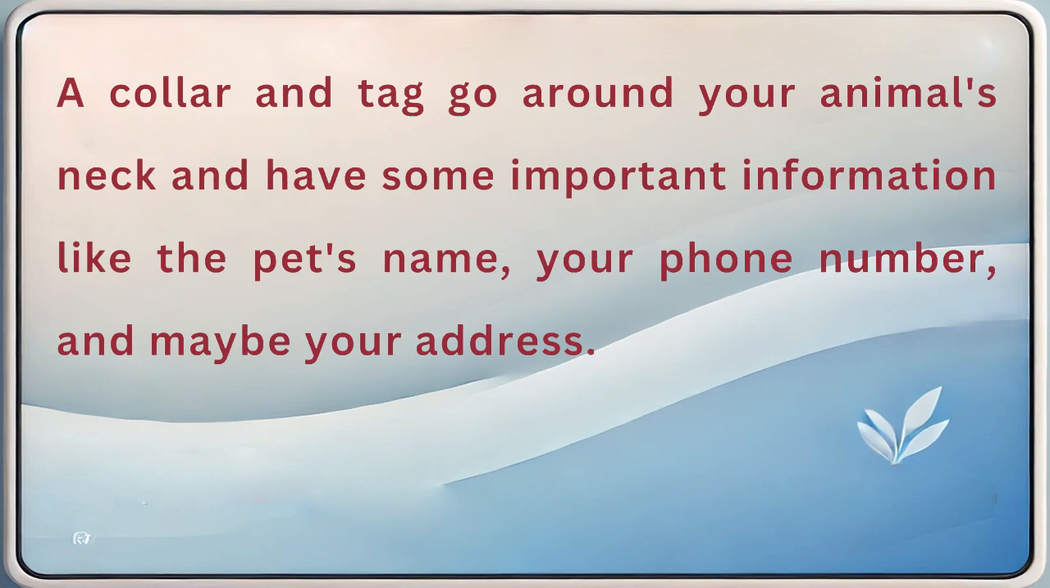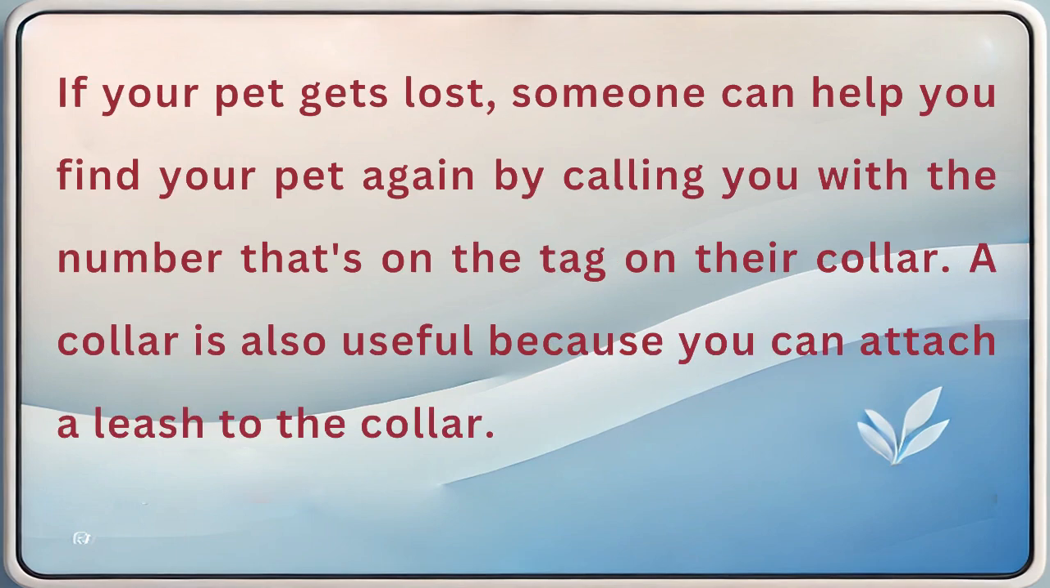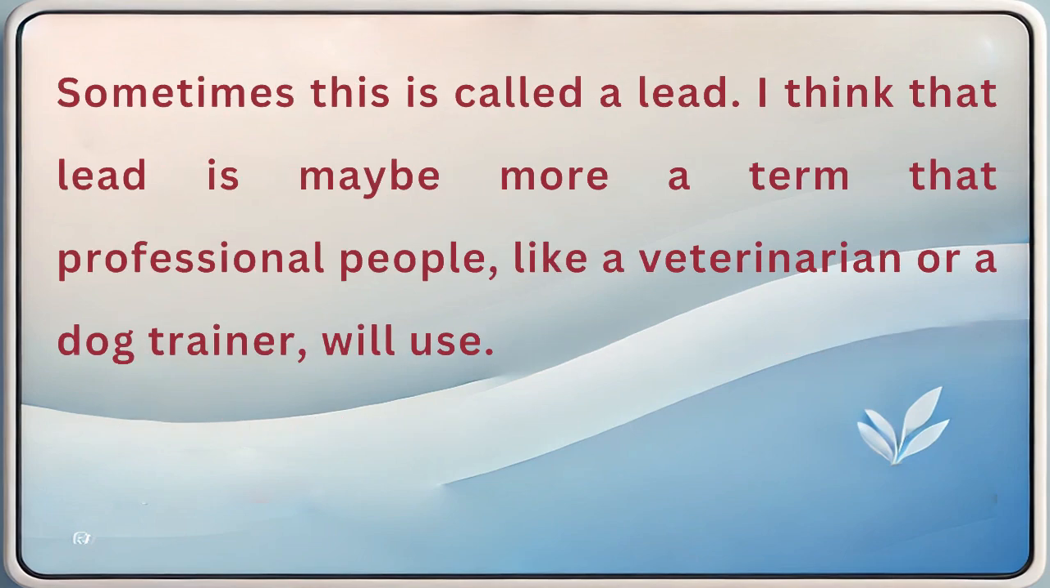A collar and tag go around your animal's neck and have some important information like the pet's name, your phone number, and maybe your address. If your pet gets lost, someone can help you find your pet again by calling you with the number that's on the tag on their collar. A collar is also useful because you can attach a leash to the collar. Sometimes this is called a lead.